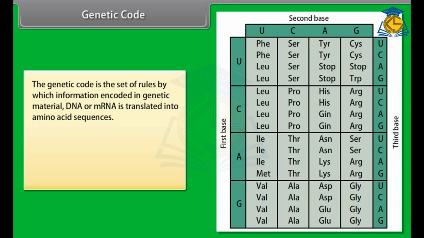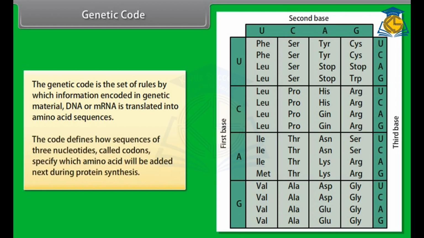Genetic code. The genetic code is the set of rules by which information encoded in genetic material, DNA or mRNA, is translated into amino acid sequences. The code defines how sequences of 3 nucleotides, called codons, specify which amino acid will be added next during protein synthesis. Salient features of genetic code.